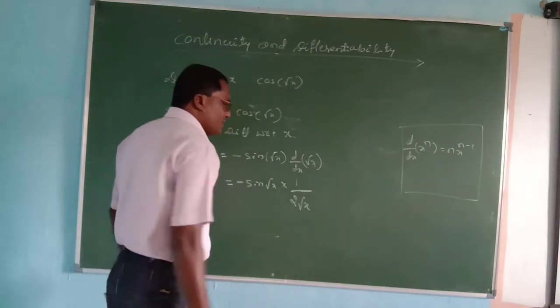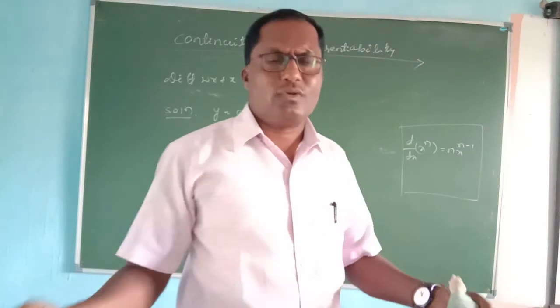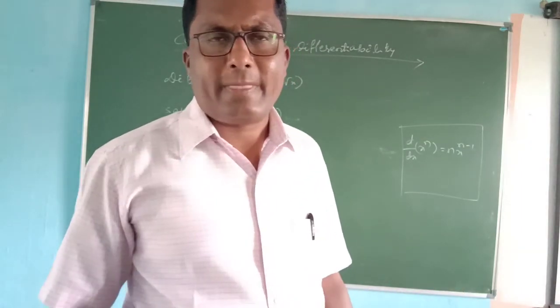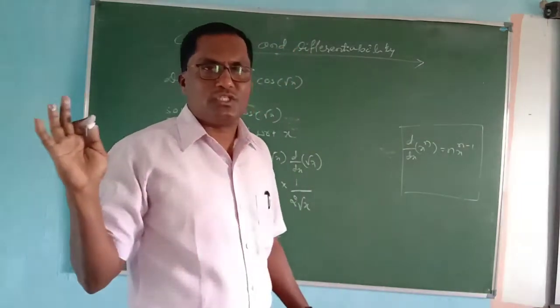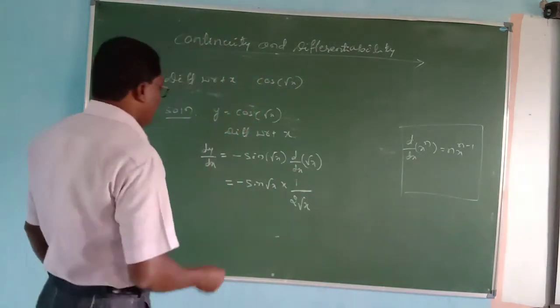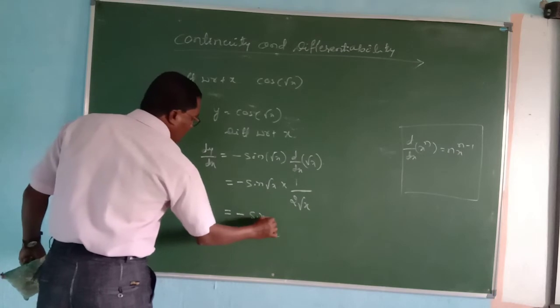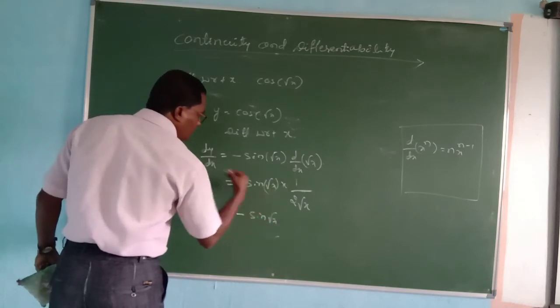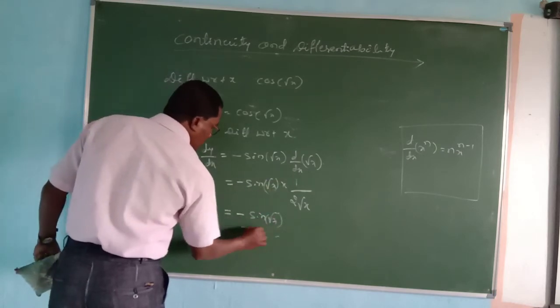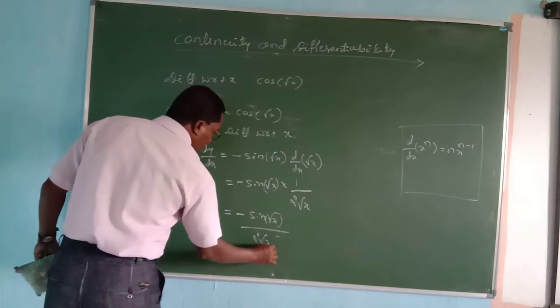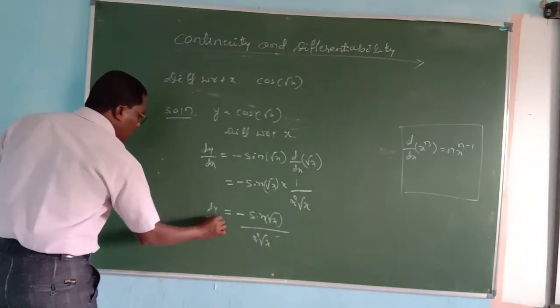I know already, you also know what the algebraic functions are in differentiation, no doubt. So similarly, you write the other steps. So minus sine root x, this is sine root x divided by 2 root x. This is called dy by dx.